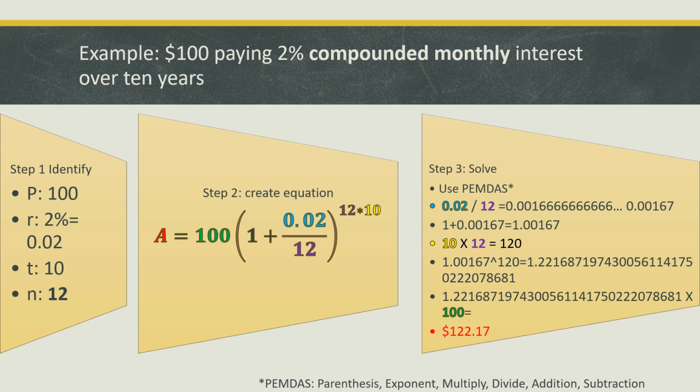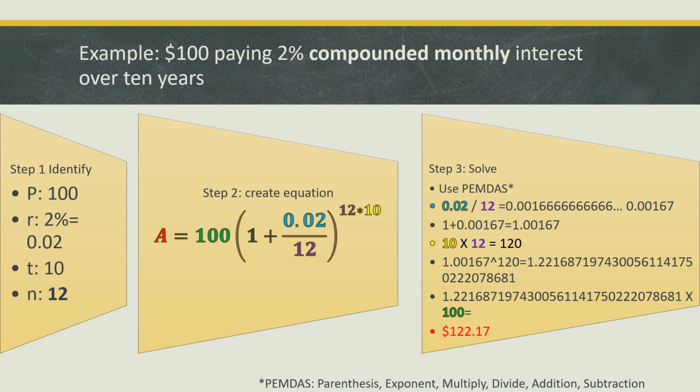Adding the 1 to that gives us 1.00167. Multiplying 10 by 12 for our power gives us 120. So 1.00167 to the power of 120 gives us this long number, 1.2211, etc., etc. Multiplying that by 100 gives us roughly $122.17. So again, it's adding up, but it's not necessarily adding up in a way that's going to be confusing.